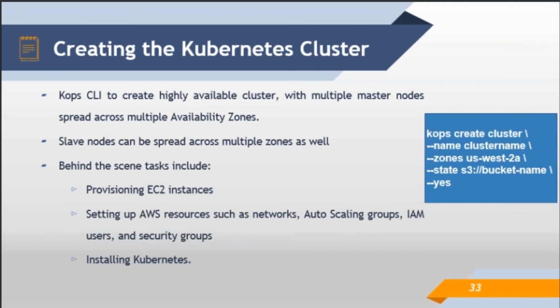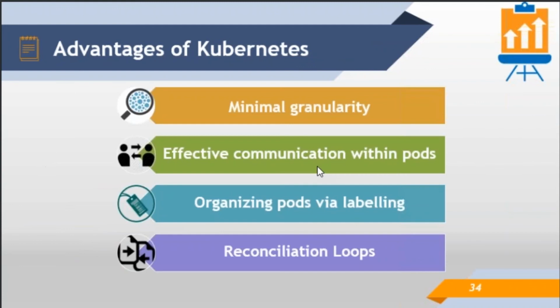And for creating the Kubernetes cluster, we can show you this simple command. What you have to do is have access to the AWS CLI, and it will create a cluster with multiple master nodes, spread across different availability zones. The slave nodes will also be spread across the availability zones, so it keeps your business running continuously, as we had discussed, even if a zone goes down.